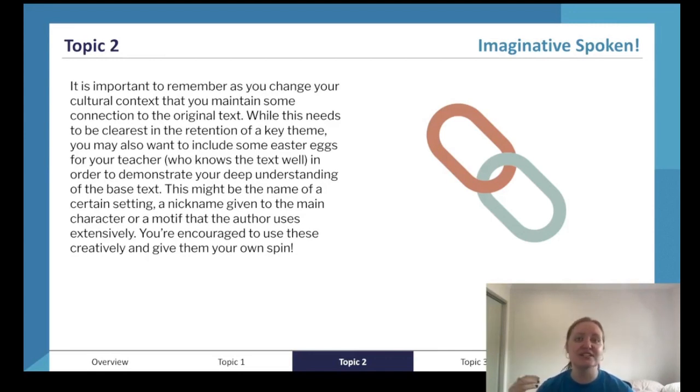This could be a certain setting that you use in your own piece, a nickname that the main character has, a motif that the author uses extensively in the original work. And I'm going to encourage you to use those creatively, give them your own spin, think outside of the box. Now, you're probably going to hear me say thinking outside the box a lot in terms of the creative pieces.